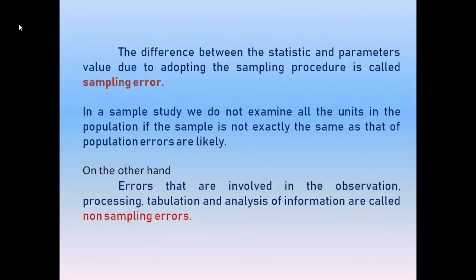On the other hand, errors that are involved in the observation, processing, tabulation and analysis of information are known as non-sampling errors. These are actually the mistakes we commit while processing the data from the sample. So these are all sampling errors.